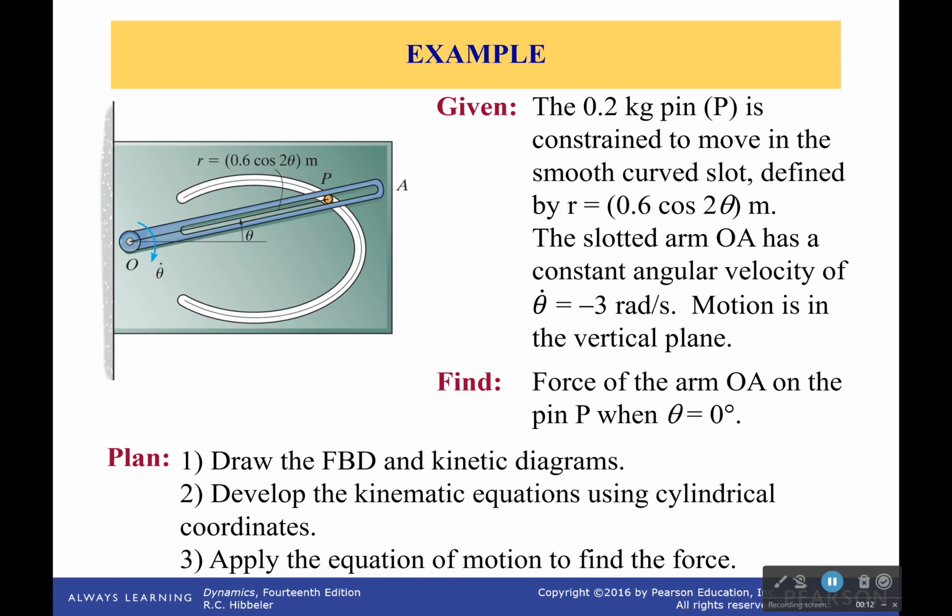Well, we have a 0.2 kilogram pin right there, and it's constrained to move in that smooth curved slot with a path that's defined by this equation. Now, the slot arm has a constant angular velocity. If you hear constant angular velocity, remember that means the angular acceleration will be 0. And all this motion is in the vertical plane, so gravity's pointing down that way. We want to know the force of the arm on the pin when theta is equal to 0 degrees. Now you need to draw the free body diagram and the kinetic diagrams.